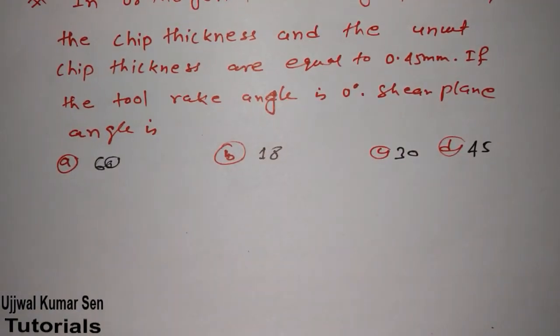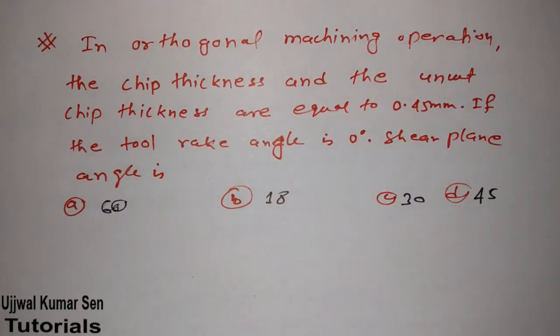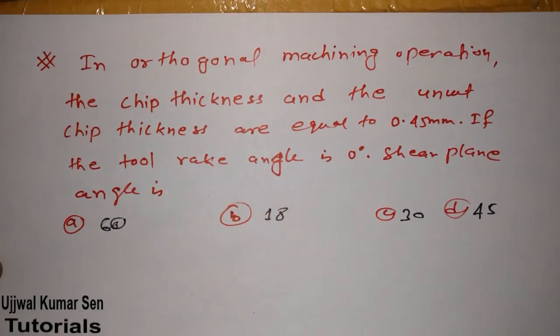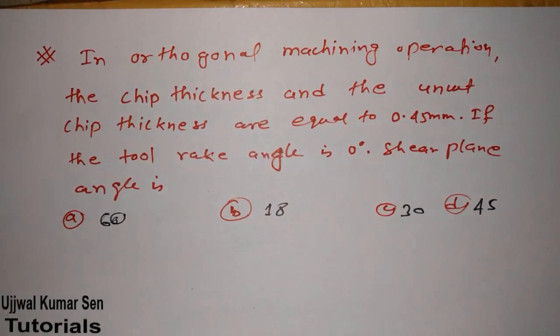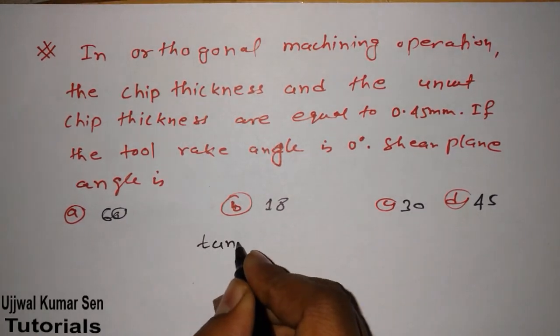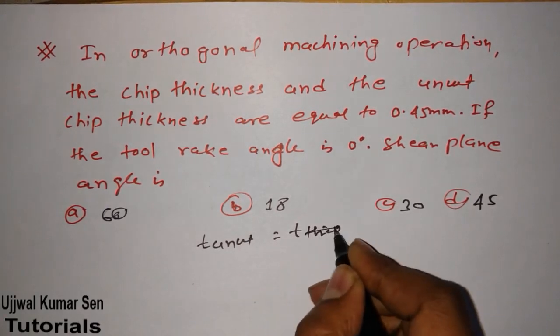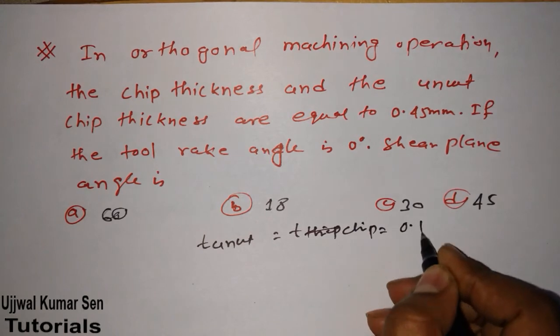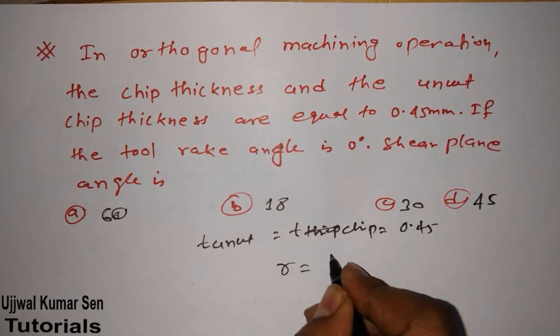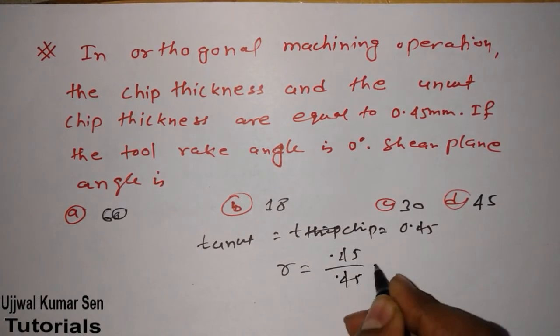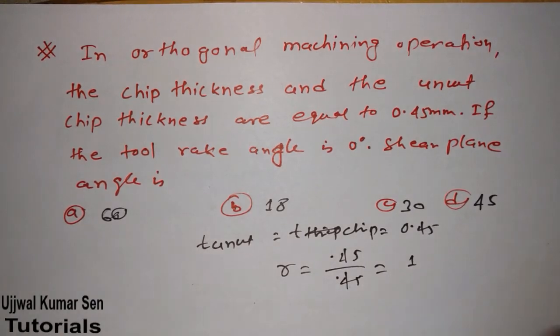Yes, we got this question, and I hope you can read it too. In this question, in an orthogonal machining process, the chip thickness and the uncut chip thickness are equal, both 0.45. That means r is equal to 0.45 by 0.45, which is equal to 1.